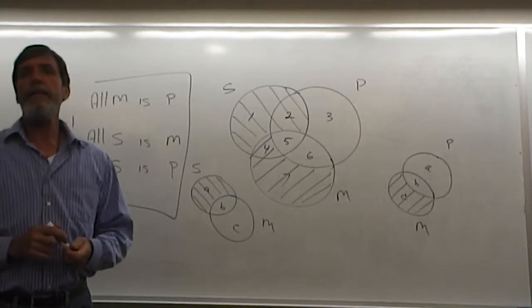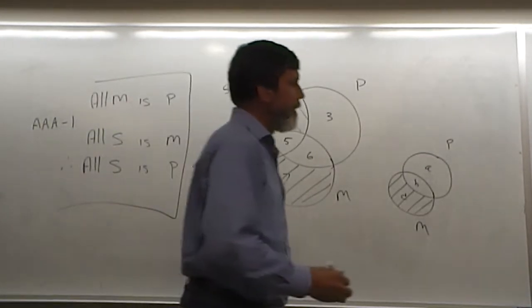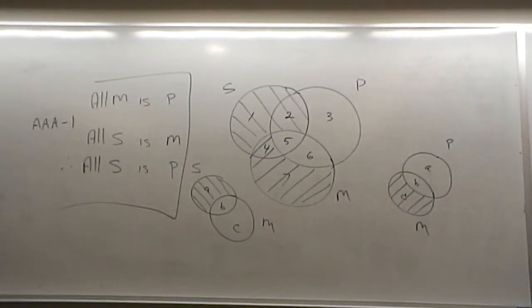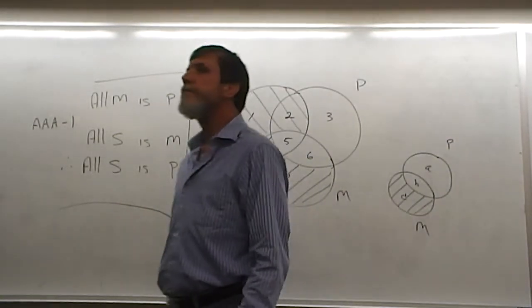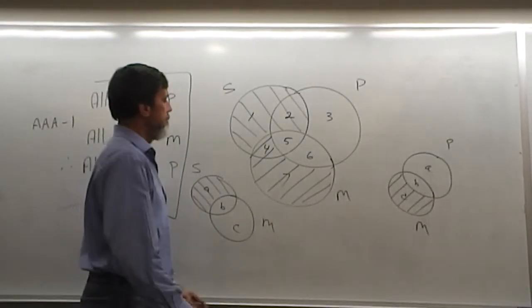So that's how we read an example of this proof procedure for validity. Any questions about that? Good.